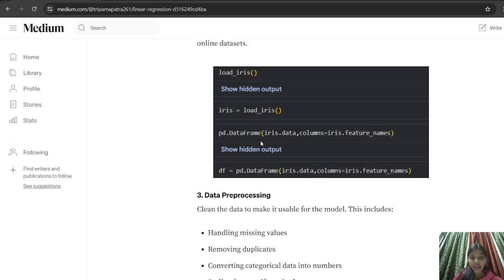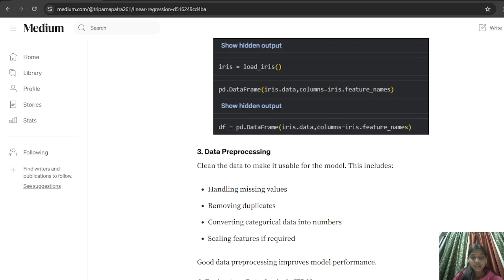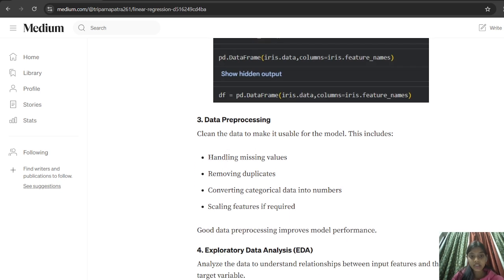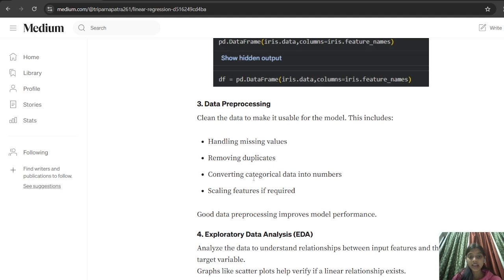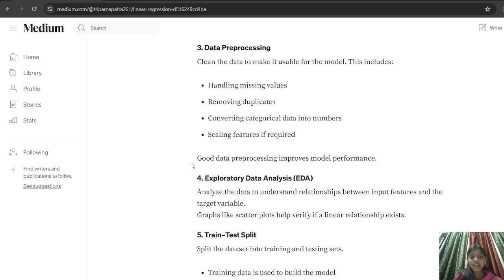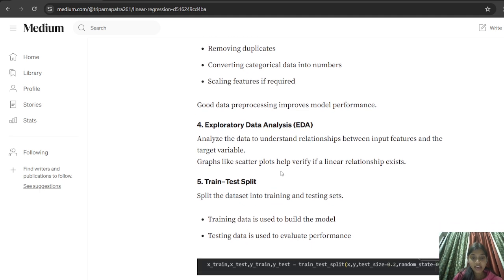Then we have defined the data. Then comes data processing, which contains handling missing values, removing duplicates, converting categorical data into numbers, and scaling features if required. Then comes EDA, where we analyze the data to understand the relationship between the input features and the target variable. Under this section comes the graph or the output we plot from our code.